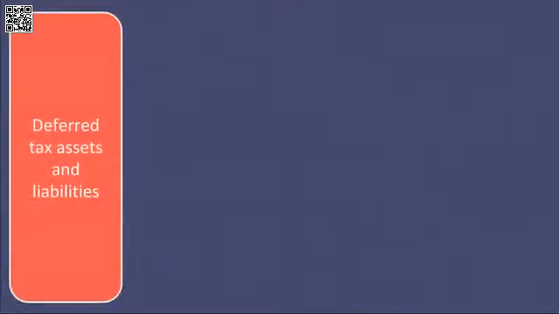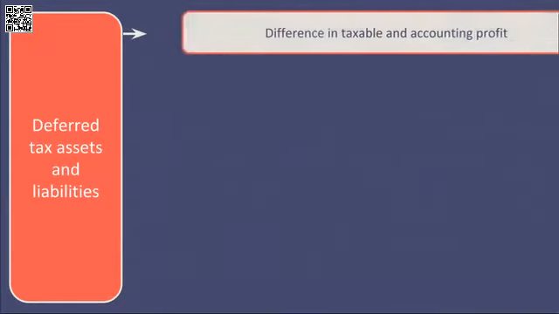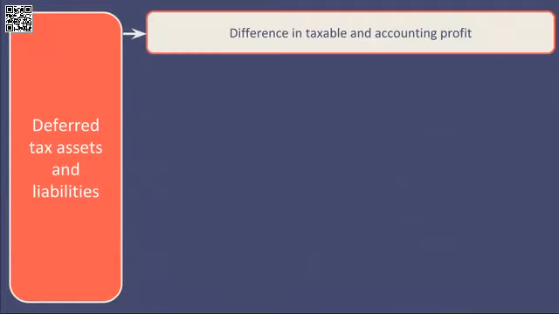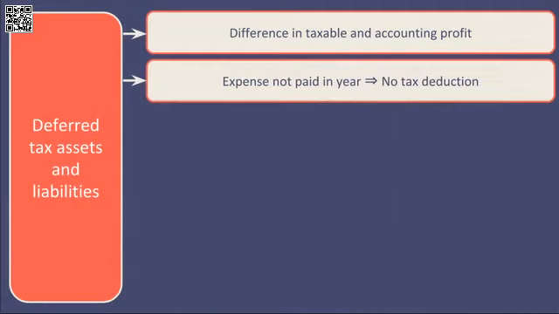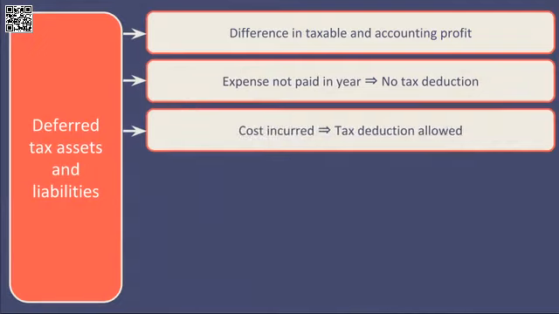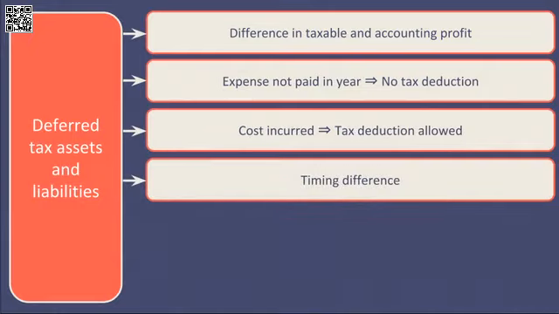When dealing with share-based payments, we are recognizing expenses long before they're actually paid. This is a difference between the company's taxable and accounting profit. In most jurisdictions, no tax deduction is allowed if the expense was not paid in the year. A tax deduction is allowed when the cost is incurred. Therefore, the taxable profits of companies with share-based payments is much different to their accounting profit. This is a timing difference.